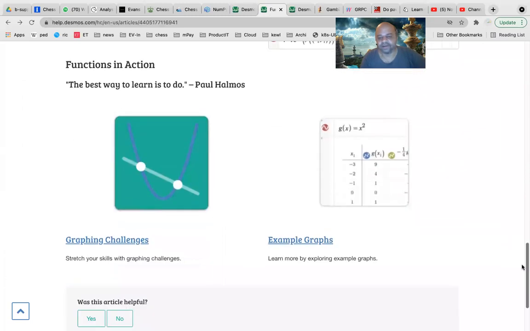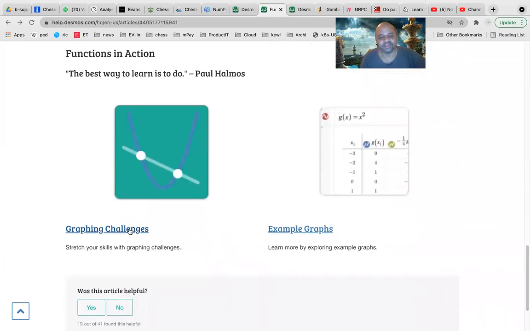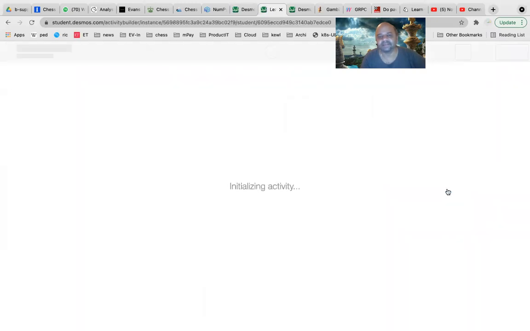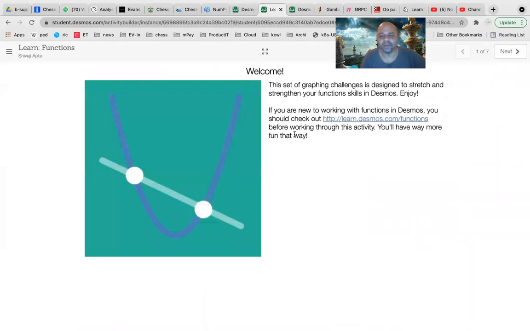Now there are more things to do with functions. These are called graphing challenges. It will allow you to learn functions. You can go open, and you can do this in your own Desmos account. You can do this starting from here. How is the way to do it?